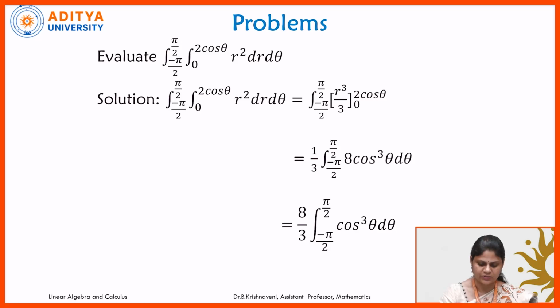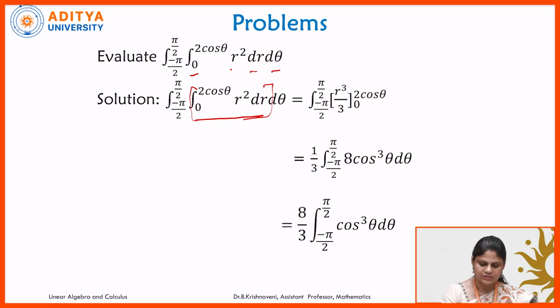Now let's move to the next question. Evaluate integral minus pi by 2 to pi by 2, integral 0 to 2 cos theta, r square dr d theta. As well, we need to find first the integration with respect to r, then with respect to theta.